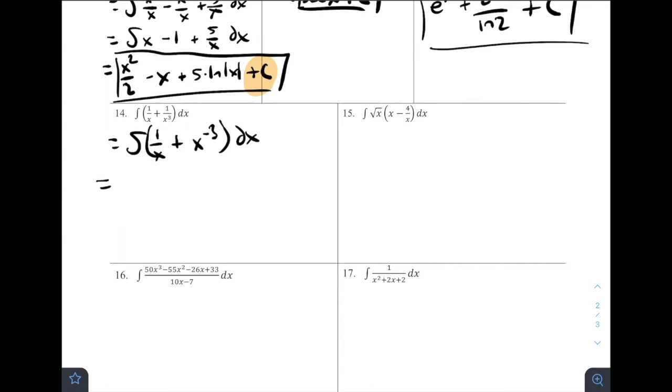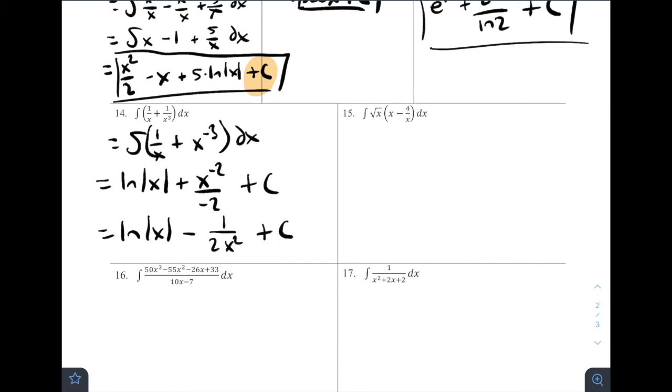So this is equal to, when I take the antiderivative, the natural log of the absolute value of x plus x to the negative 2 over negative 2 plus c. So that's the natural log of the absolute value of x minus 1 over 2x squared plus the c. So that is going to be our answer for problem number 14.